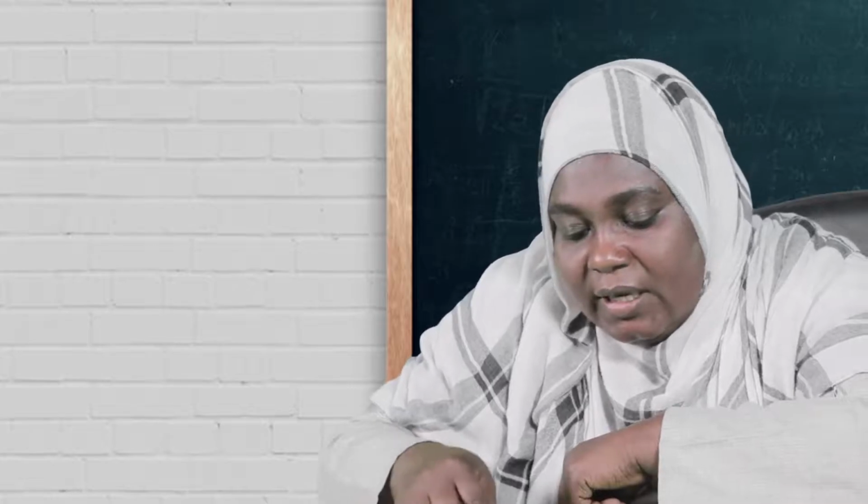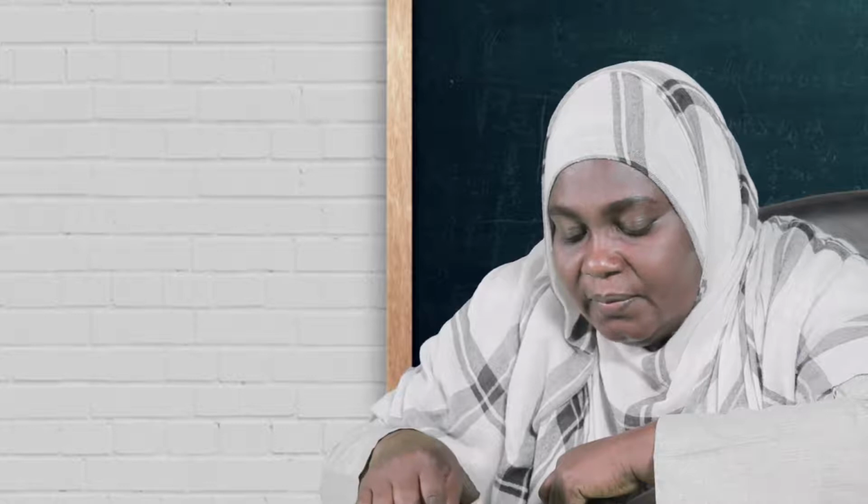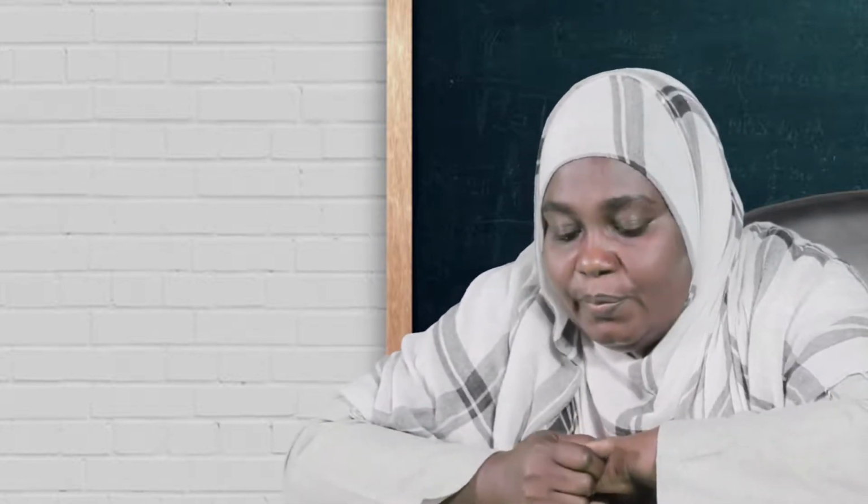In exercise D, now make similar dialogues, change the words underlined. Look at the board. In the dialogue, there are underlined words like in line 3, Khartoum. You can change it to the place you go.